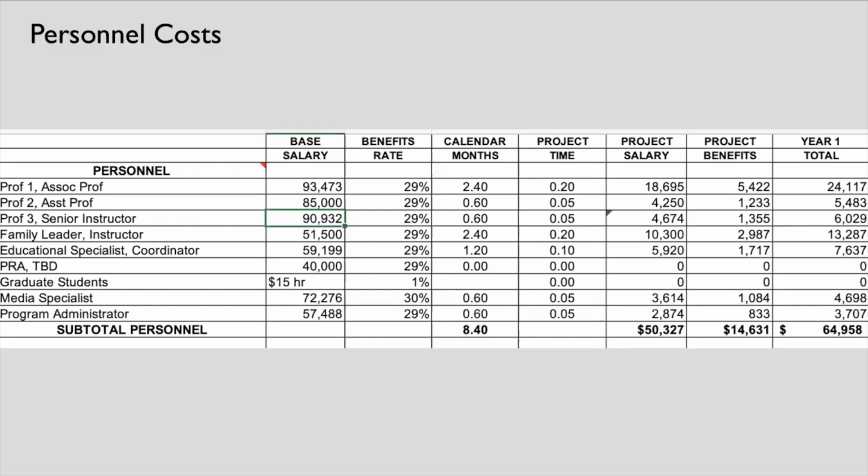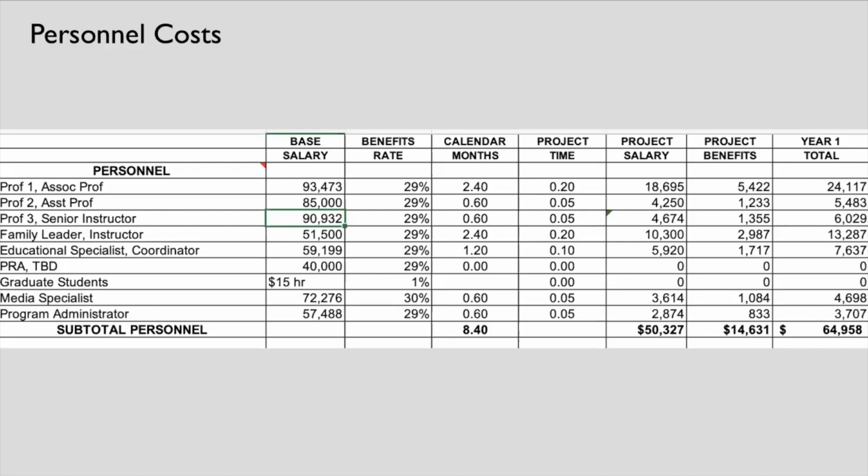We needed to report the benefits rate. What that means is that the university that we work for pays 29% of our salary on top of our salary to benefits. So that has to be calculated when you look over at the right side under the project benefits column. That's what it costs to provide benefits for each of the people on the project.